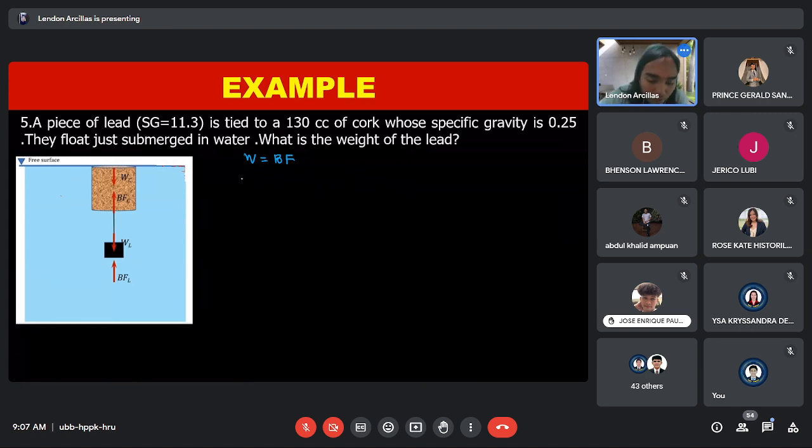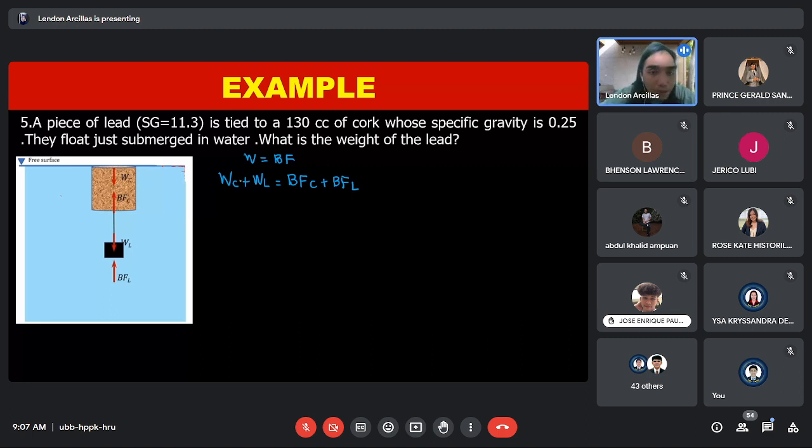Okay, so this is weight ng cork plus weight ng lead equal to the buoyant force ng cork plus buoyant force ng lead. So that is just the total vertical motions, okay?